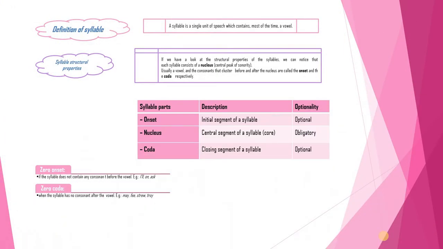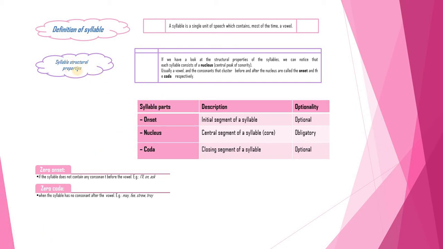Okay, so what is a syllable? Definition of a syllable: a syllable is a single unit of speech which contains most of the time a vowel. So the syllable has a vowel and a group of consonants. Any syllable is a unit of speech in the word. It can be a word, it can be part of a word, but it must contain a vowel. Okay, it must contain what? A vowel.